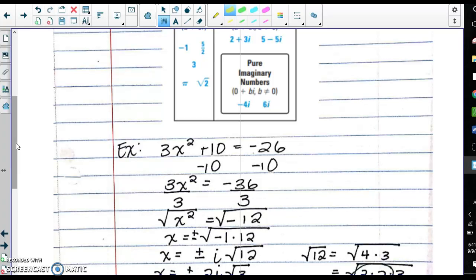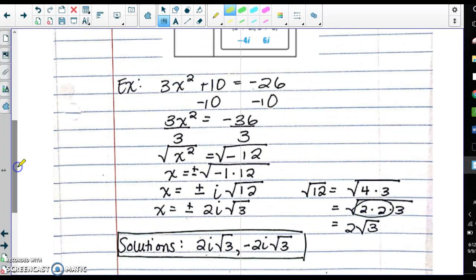Now I have to take the square root of both sides. So the square root of x squared is just x. And the square root of -12 is going to become the square root of -1 times 12. So then I see that I have that negative number, take out i, and I'm still left with the square root of 12 that I need to reduce or simplify.